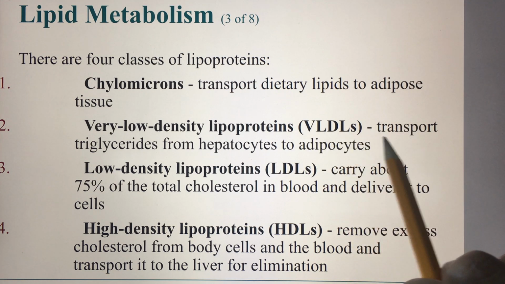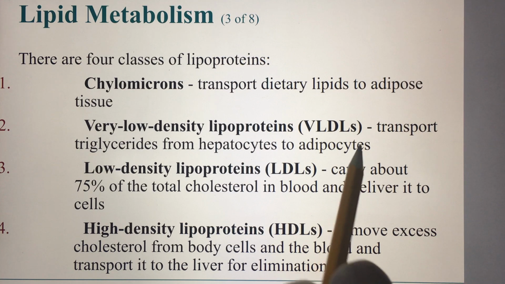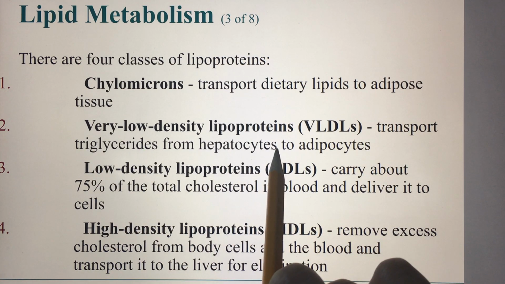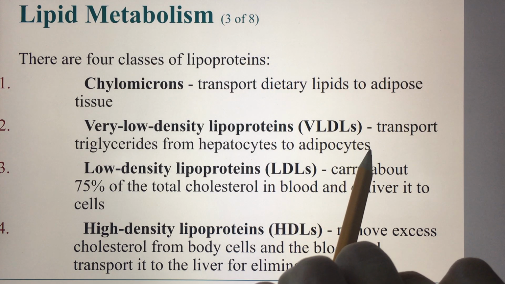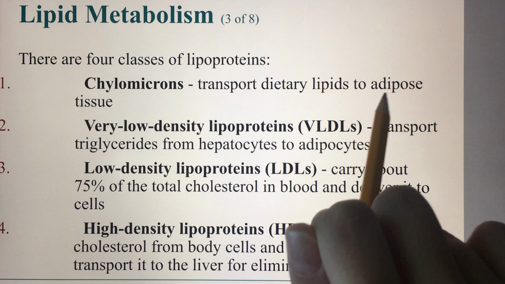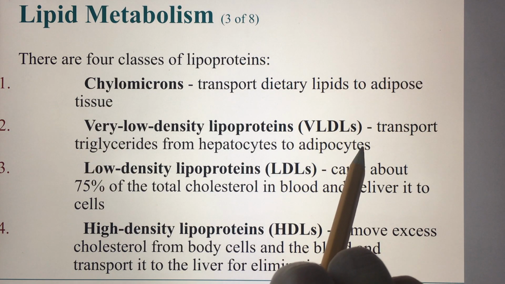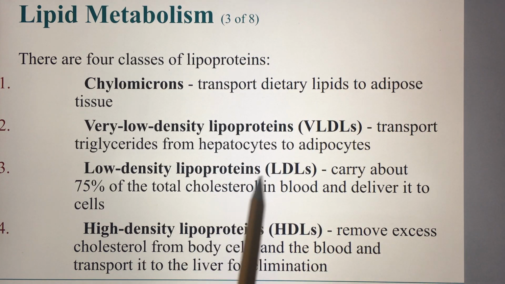The VLDLs transport triglycerides from hepatocytes to adipocytes. So the triglycerides that reach hepatocytes, the liver cells, will be transported by these VLDLs to the fat tissue, to the adipose tissue. Adipose tissue is made out of adipocytes, so the fat tissue in our body. The LDLs carry about 75% of the total cholesterol in blood and deliver it to the cells.